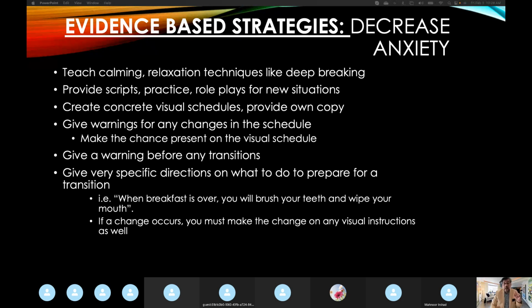Give very specific directions to prepare for a transition. So you have to tell them that at 8 a.m. you will be having breakfast. At 8:30 you will be sitting in the car. At 8:35 the car will start and you will start going towards the school. At 9 o'clock you will be reaching the school. At 2 past 9 you will be getting out of the car and entering the school. At 5 past 9 you will be entering your class. At 10 past 9 the teacher will come in and start teaching you. So many details you have to tell them.